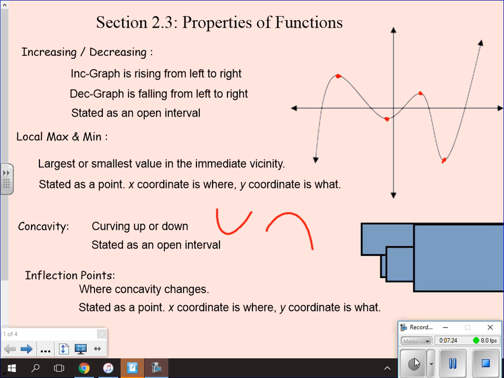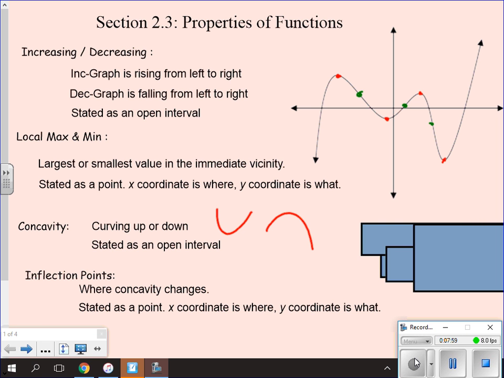And so on this one, a point of inflection, you would have one possibly here, right about there. It's where it goes from curving down to curving up, or from curving up to curving down, where that concavity changes. Those are called your points of inflection. And they're just like maximums and minimums. They are a coordinate. Where do you change concavity? That is my point of inflection. Does that make sense?